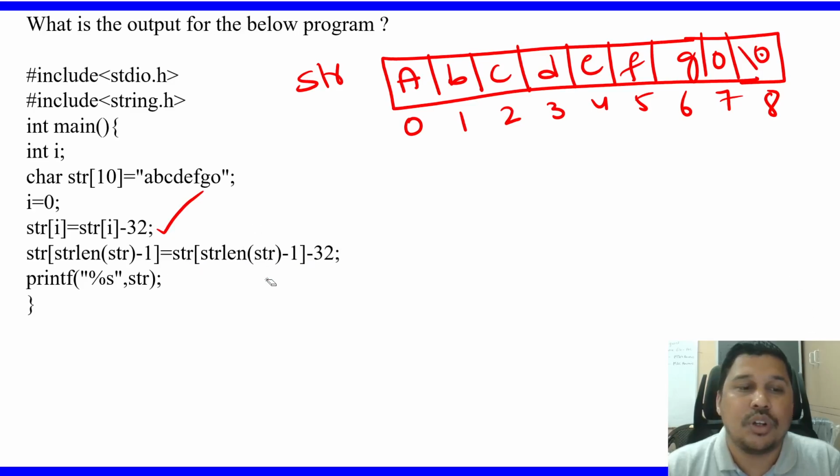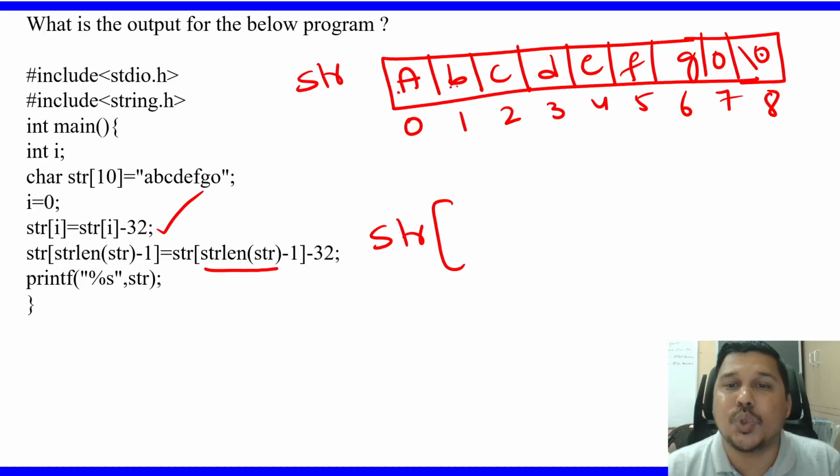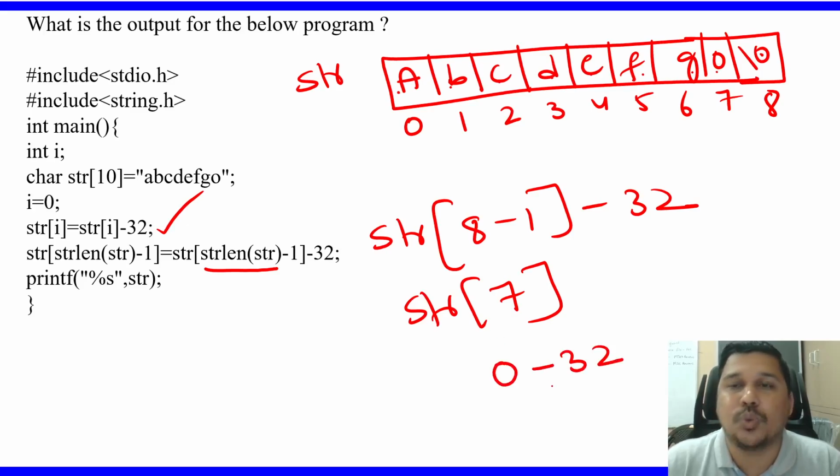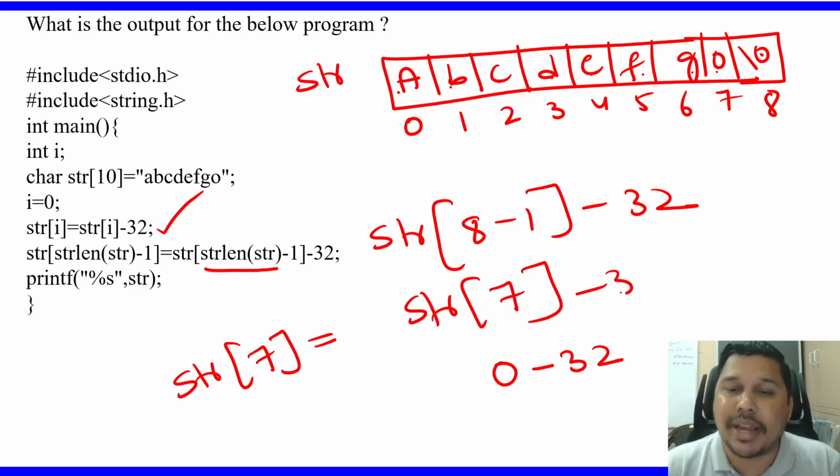So str of string length of str. What is the string length of str? 1 2 3 4 5 6 7 8. The string length is 8. 8 minus 1 minus 32. That is str[7]. What is there in str[7]? It is small o. Small o minus 32. That I am trying to store in the same str[7]: str[7] is equal to str[7] minus 32.